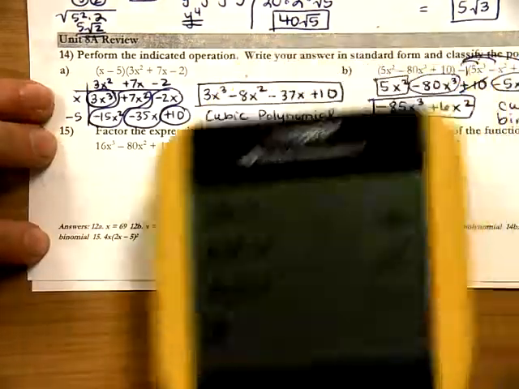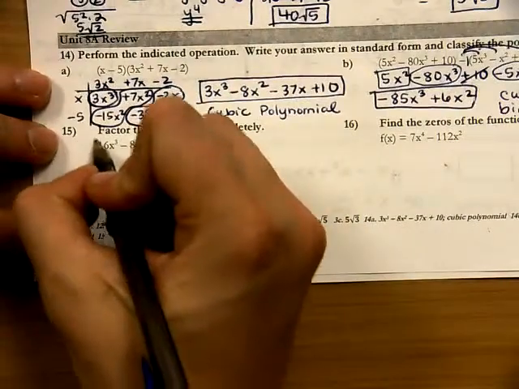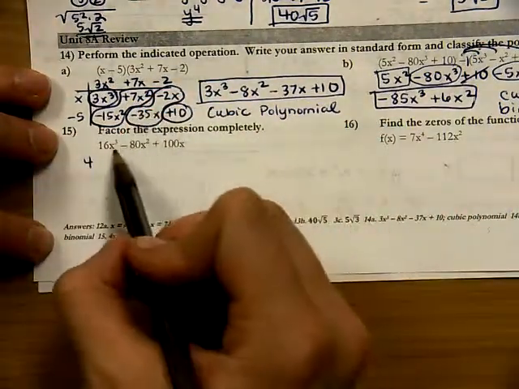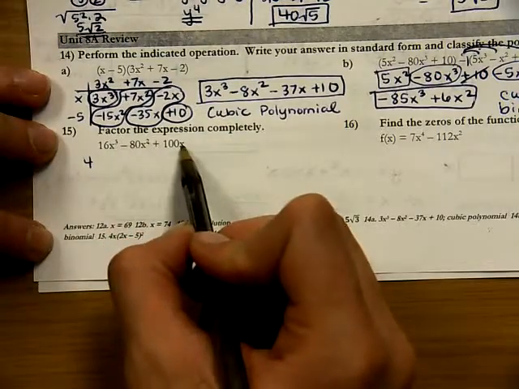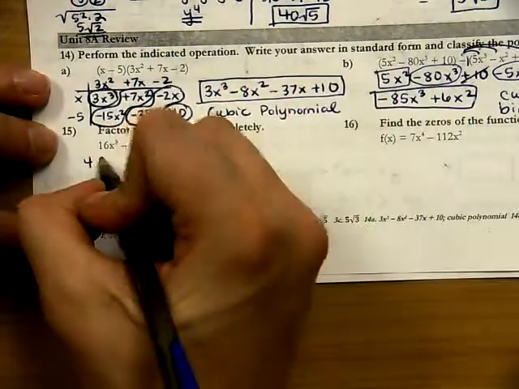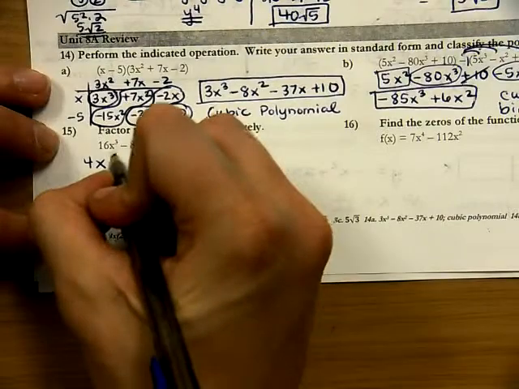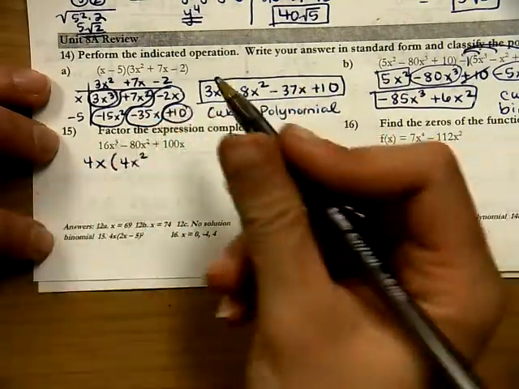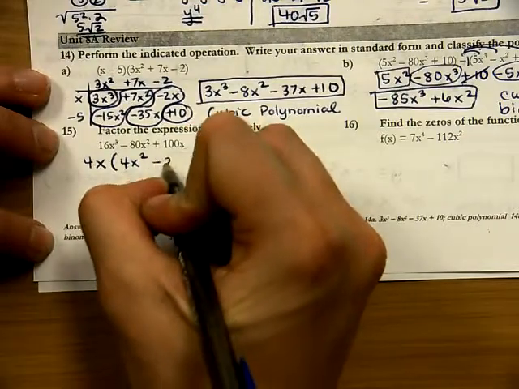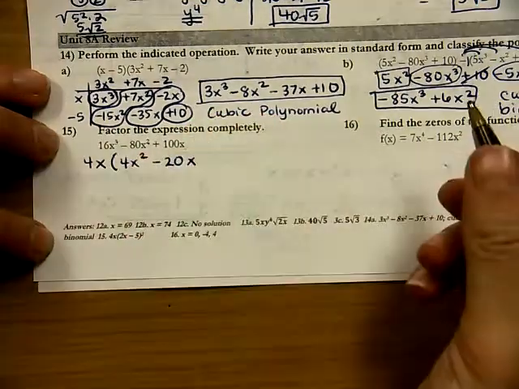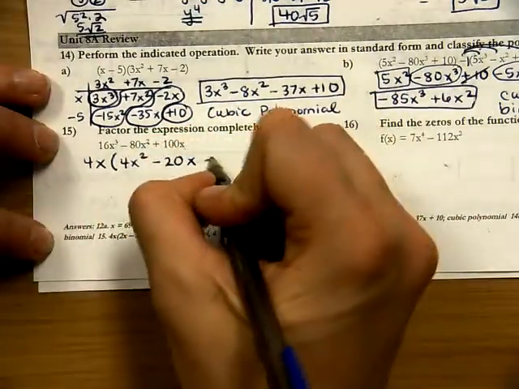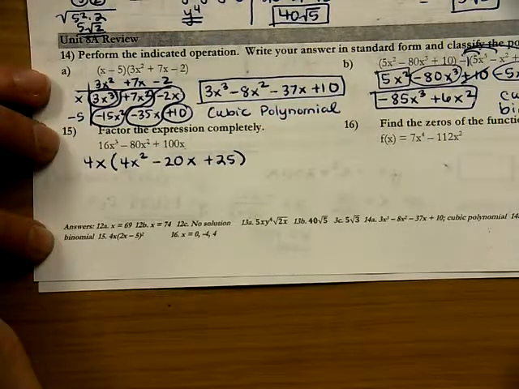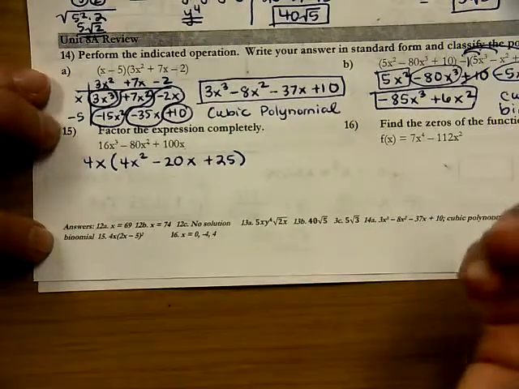So our GCF will include a 4. And then I look at the rest of these terms. I have an x to the third, x squared, and an x. Well, they all have an x I can factor out. So the GCF will be 4x, and I'm left with 4x times 4x squared gives me the 16x to the third. 4x times a negative 20x gives me negative 80x squared. And 4x times a positive 25 gives me 100x at the very end.